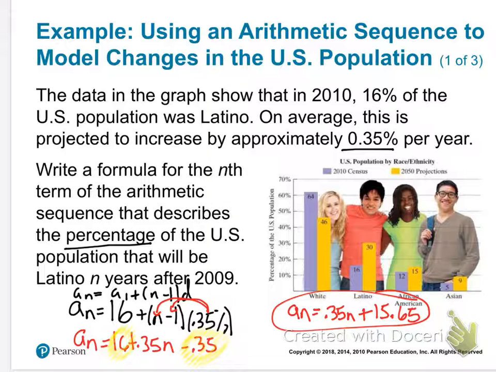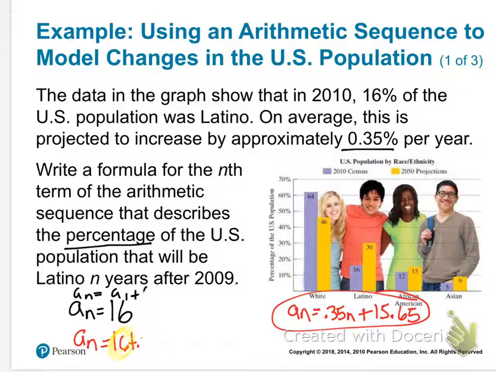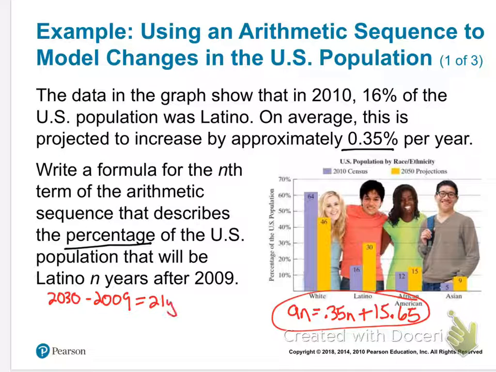For part B of this question, instead of redoing the whole page and creating a new slide, I'm just going to erase here, and that way we can find it. So it says, what is the projected Latino population in 2030? If you know this began in 2009, what's the difference between 2009 and 2030? Well, that is going to be 21 years.